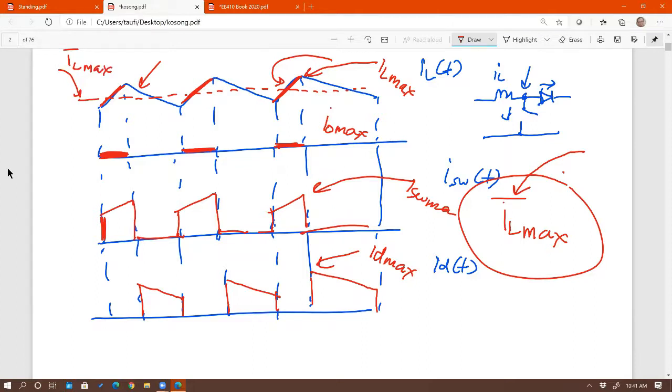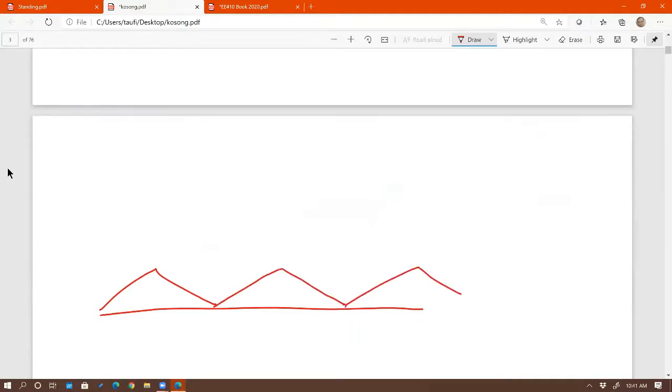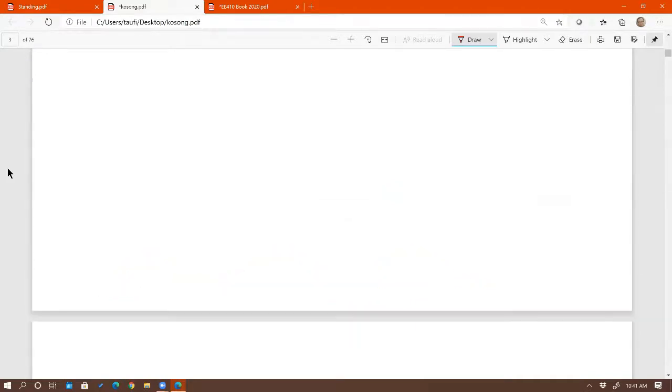Wait, I'm sorry. I'm still confused. What's the difference between IL average and IL max average then? Okay. IL average. Look, watch. Let me draw. Wouldn't that just be IL average, not IL max average?